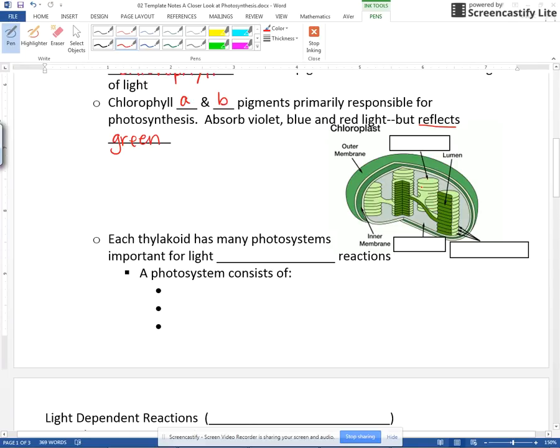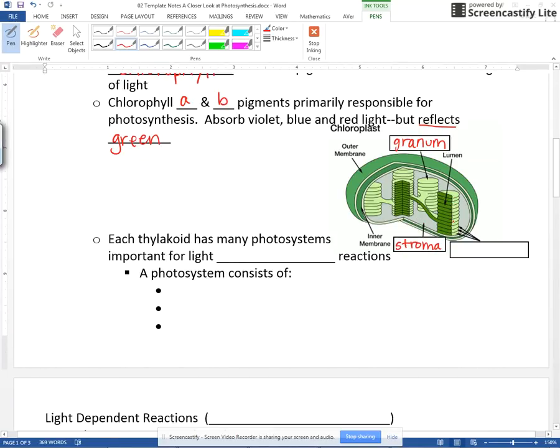These stacks, they look like stacks of coins. These are called granum is one stack, grana is several. The space in between all of these stacks is called the stroma. Be careful because stroma and stoma are very different things, and it's one R makes the difference. So be careful when you're writing and speaking about what are the two parts. Okay, what do they do?